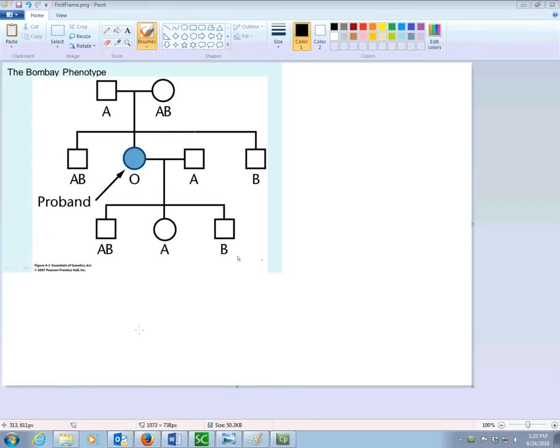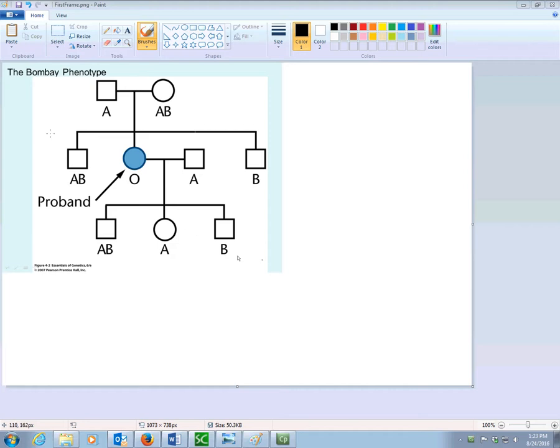Okay, so this is a tutorial on the Bombay phenotype, which is a case of epistasis. You remember that the definition of epistasis is where one gene or a genotype for one gene prevents expression of the phenotype of another gene. So by definition, if you have epistasis, you have two different genes. Not two alleles of the same gene, but two completely separate genes.